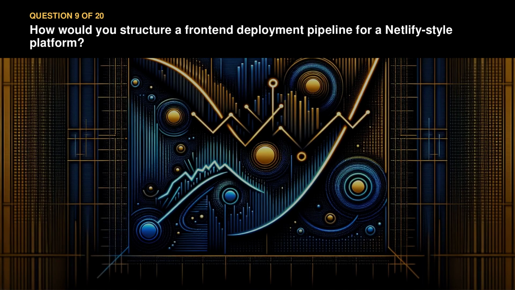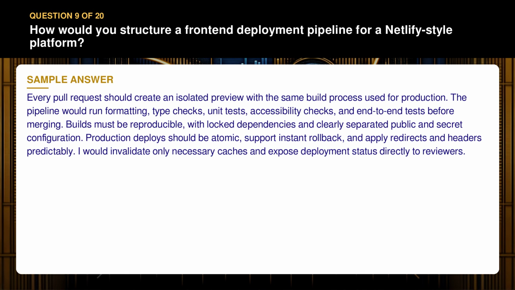Question 9. How would you structure a front-end deployment pipeline for a Netlify-style platform? Every pull request should create an isolated preview with the same build process used for production. The pipeline would run formatting, type checks, unit tests, accessibility checks, and end-to-end tests before merging.